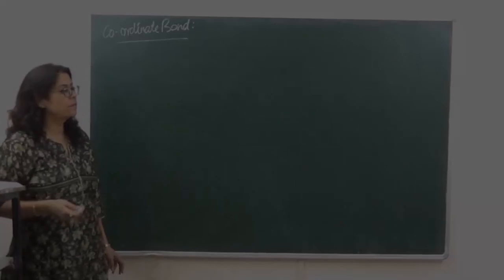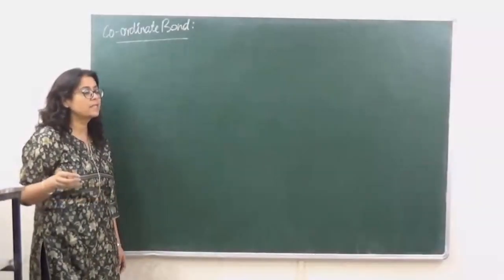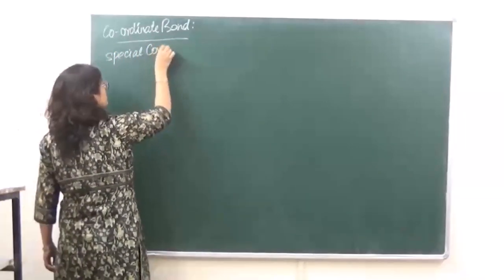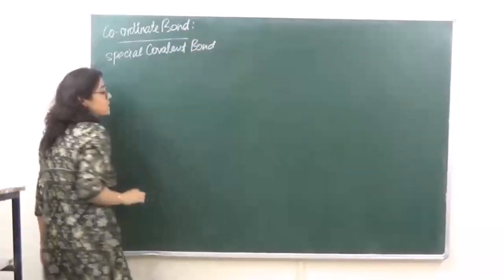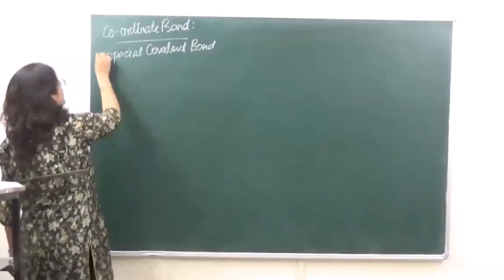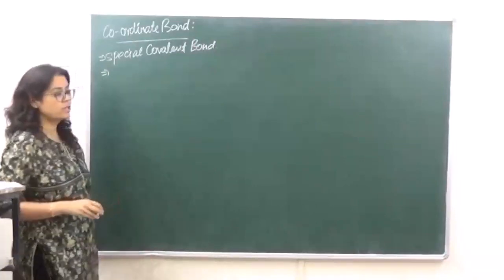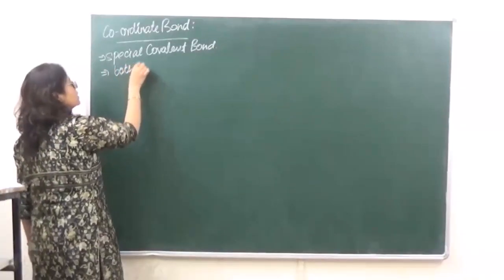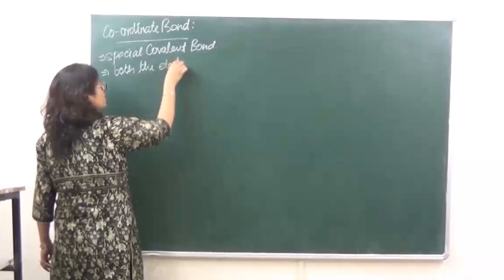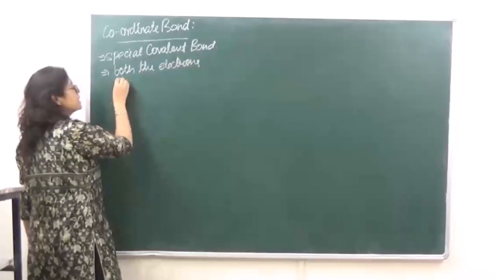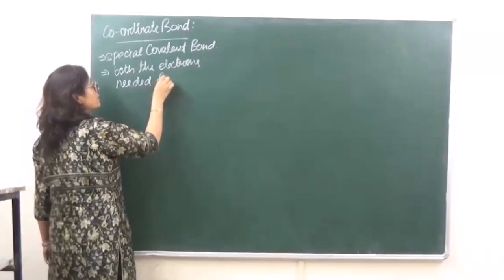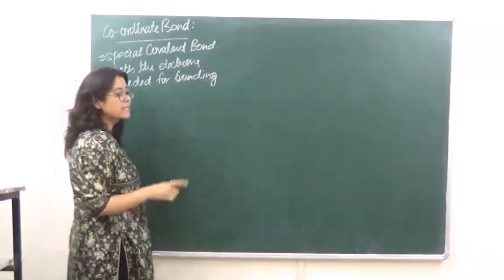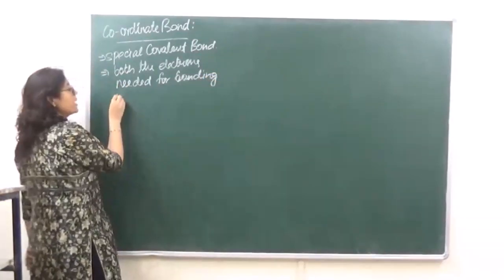Now what is a coordinate bond? A coordinate bond is a special kind of covalent bond, right? It is a special kind of covalent bond in which both the electrons needed for bonding are given by one atom, shared by one atom.